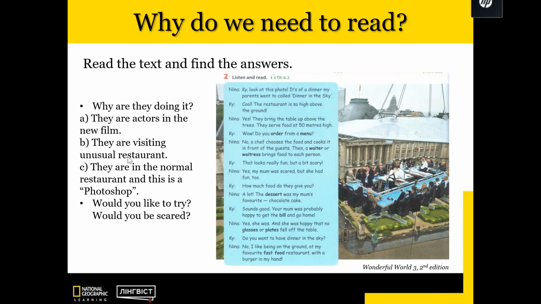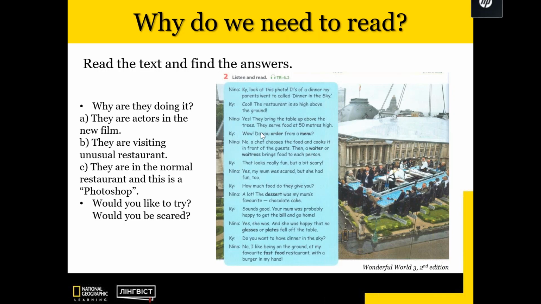So why are they doing it? The answer is hidden somewhere in the text. Okay, yes, I see that there are some people who already found it. So yes, the answer is B.